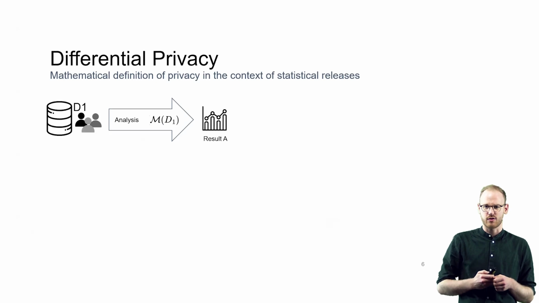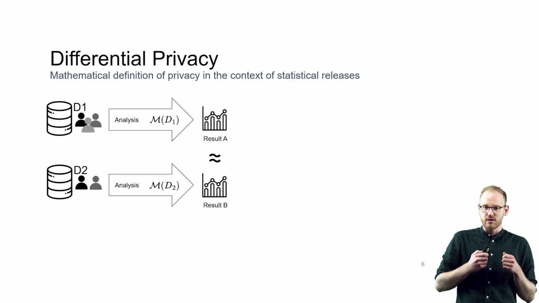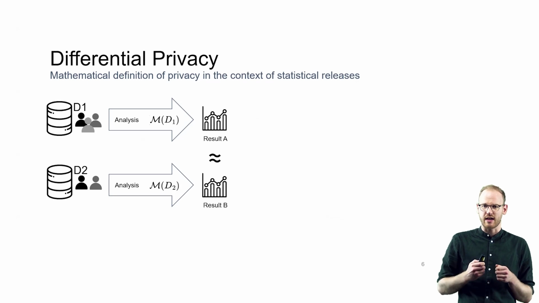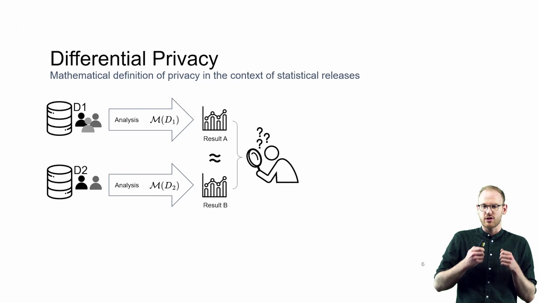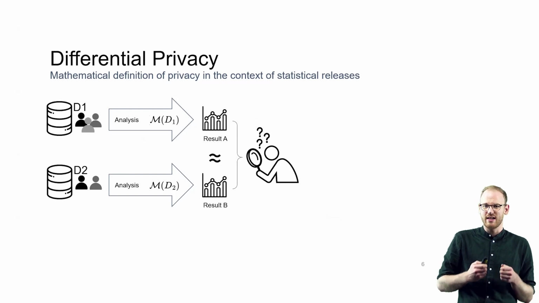Suppose we have a dataset consisting of user data and we perform an analysis to produce a result. Now, DP requires that if we take a neighboring dataset where we remove any arbitrary individual and apply the same analysis, then the results must be almost indistinguishable. In this definition, privacy is preserved since by just looking at the result, it's not even clear whether an individual's data was used or not.